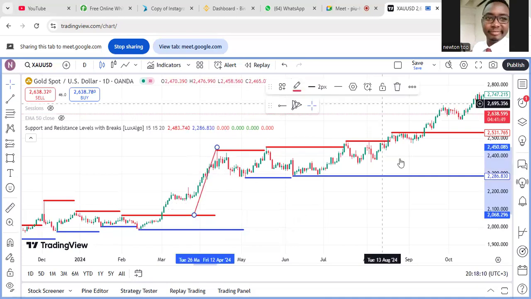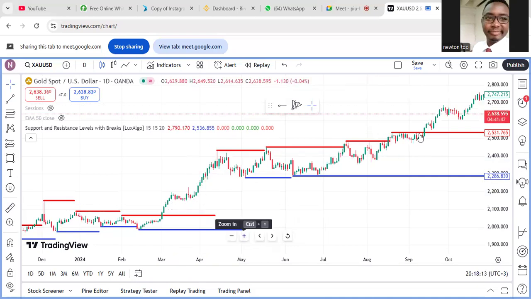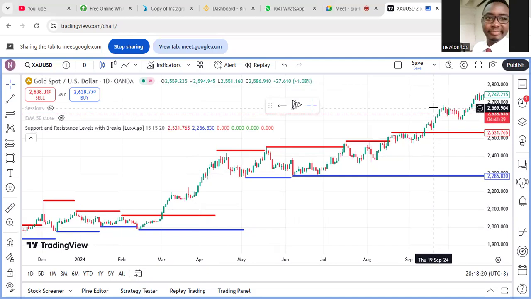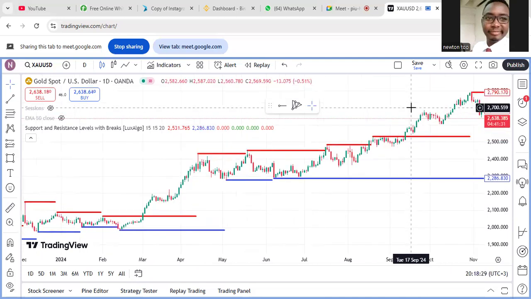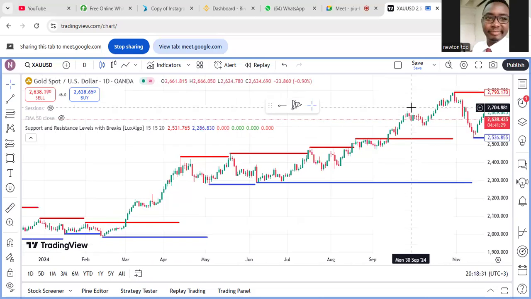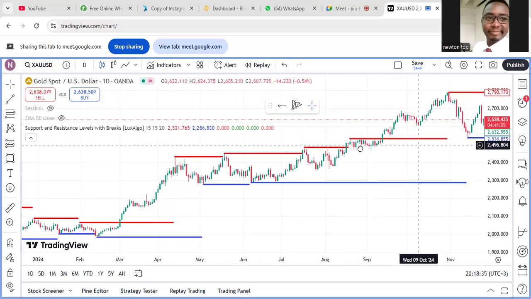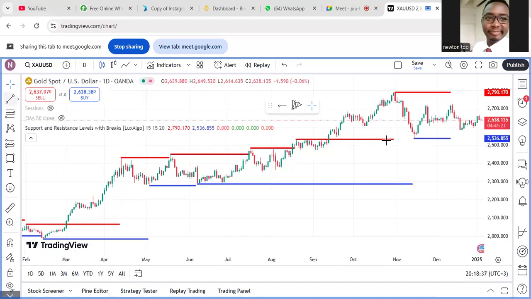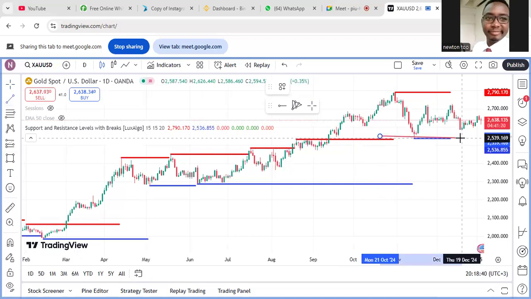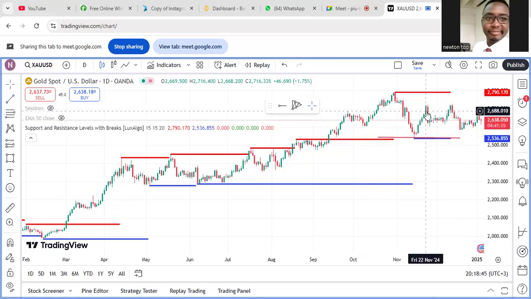But let's check here. Here we have a resistance, then it broke that resistance. So what next? We are expecting a retest in this region here. So let's check. The market went again. See where the market reacted. If you could have extended this line, you could have gotten this trade. Is it making sense, guys?